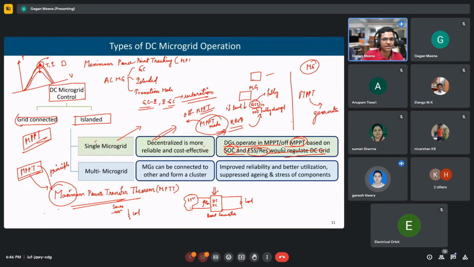For this we have several algorithms. The simplest is perturb and observe. Then we have incremental conductance. Perturb and observe is the simplest, and then incremental conductance is another.